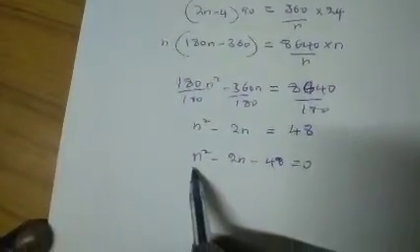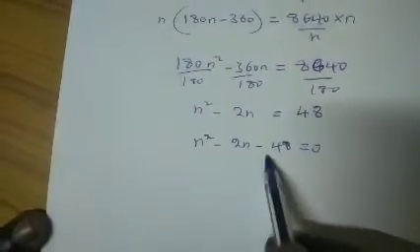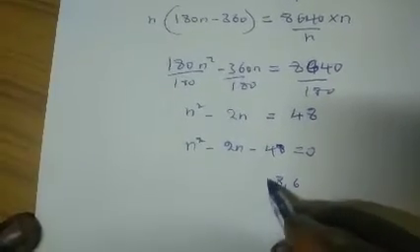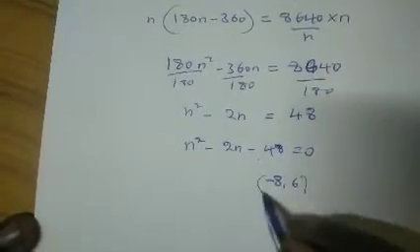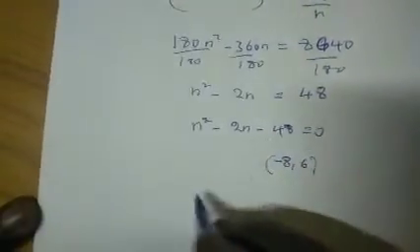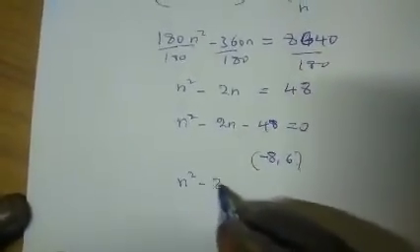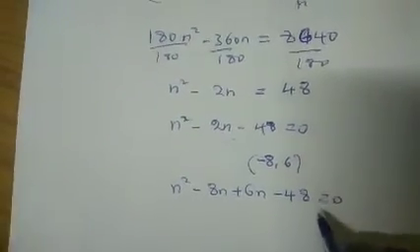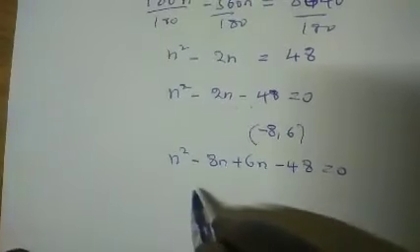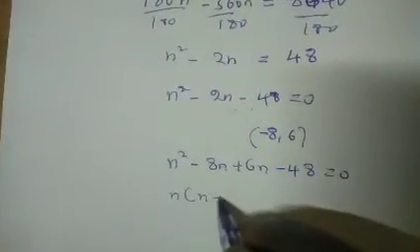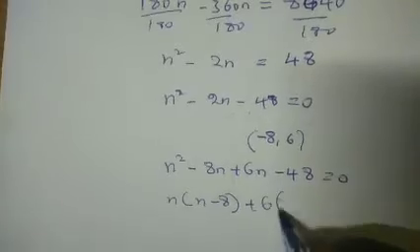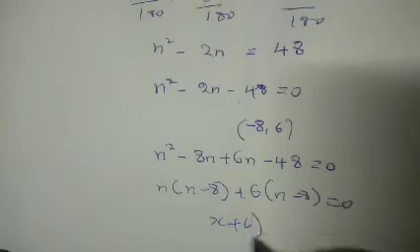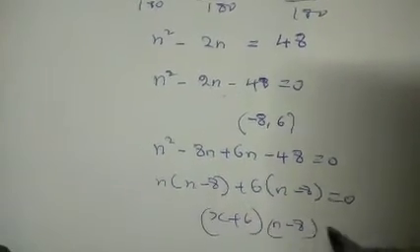We can look for two numbers that if we multiply we get negative 48, and if we add them we get negative 2. Those numbers are 8 and 6. 8 will take the negative sign and 6 will be positive. So we expand to get n squared minus 8n plus 6n minus 48 is equal to 0. We factor out n into n minus 8 plus 6 into n minus 8 is equal to 0. Therefore n plus 6 and n minus 8 is equal to 0.